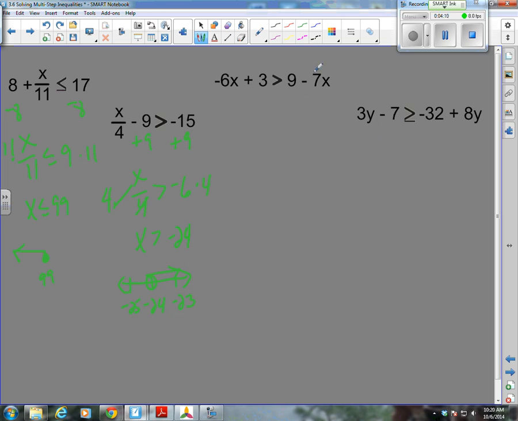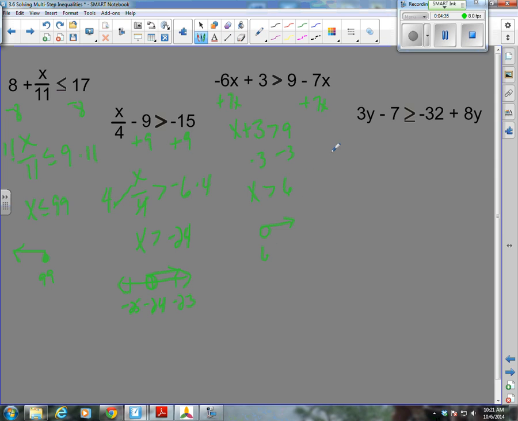Let's do these. Now, I want to cancel the variable out on one side, so I'm going to add 7x to both sides. That gives me x plus 3 is greater than 9. Okay. Remember, negative 6 and positive 7 give me x, 1x. Subtract 3, I get x is greater than 6.